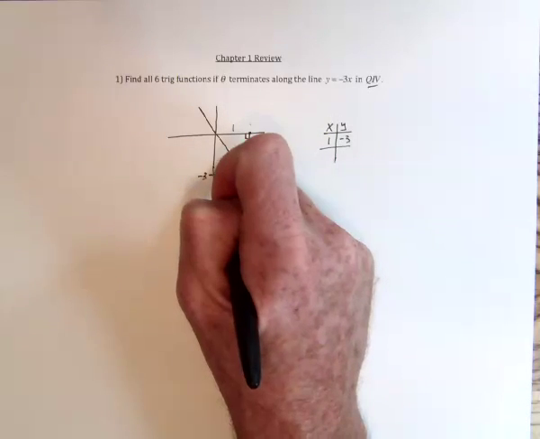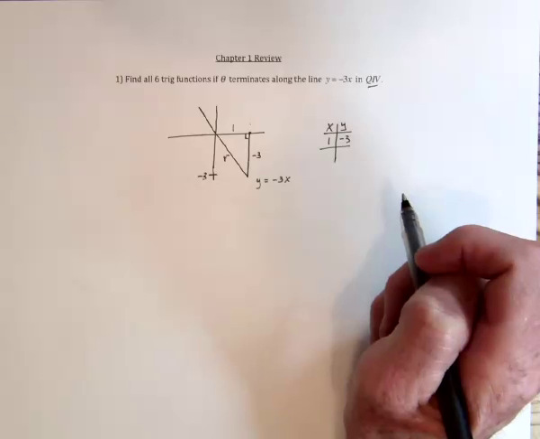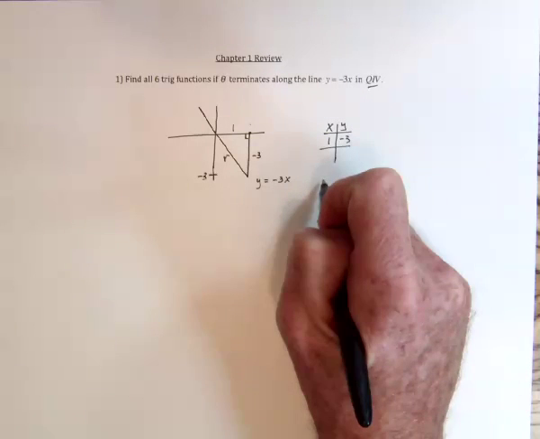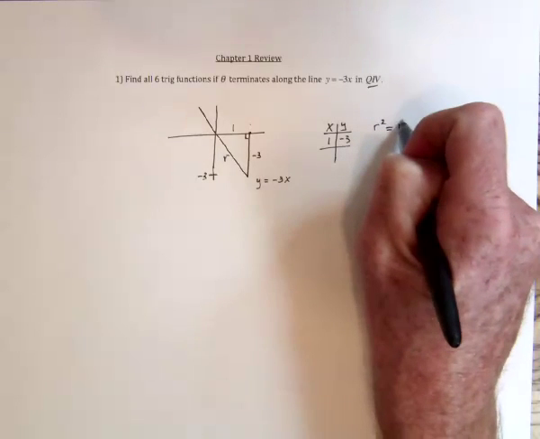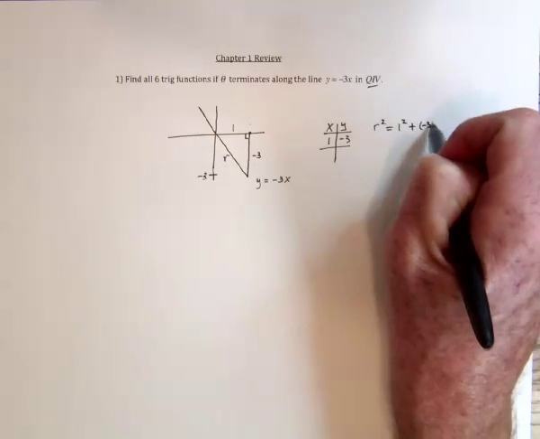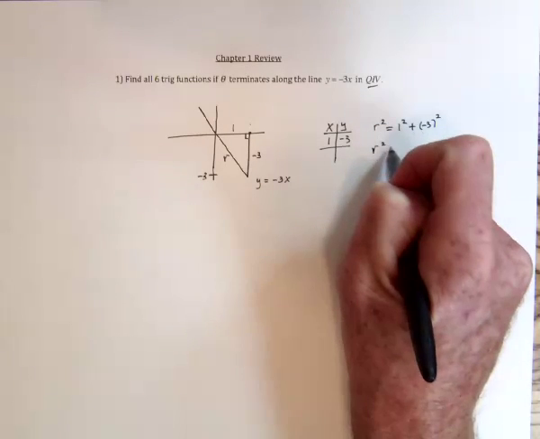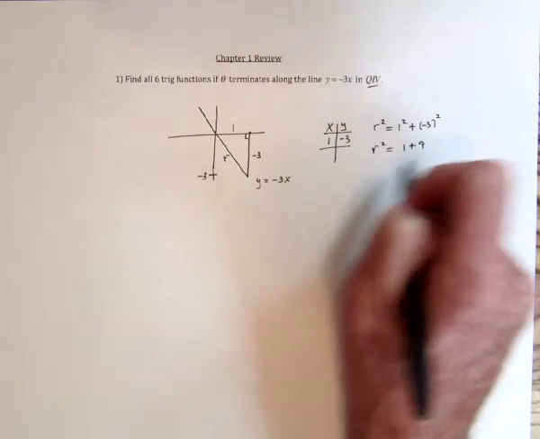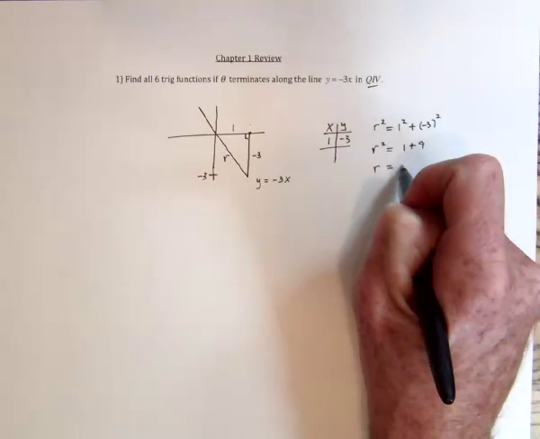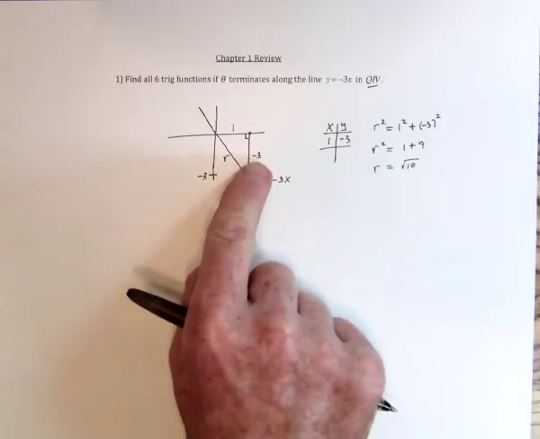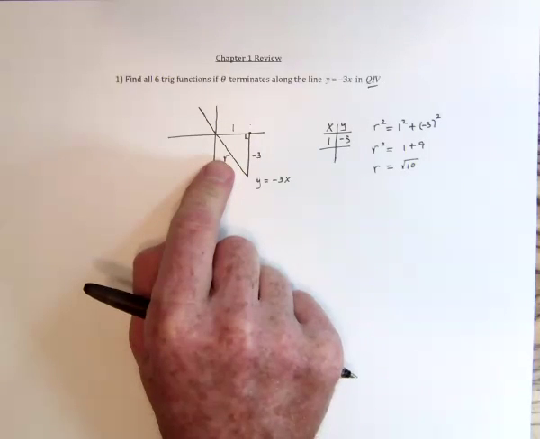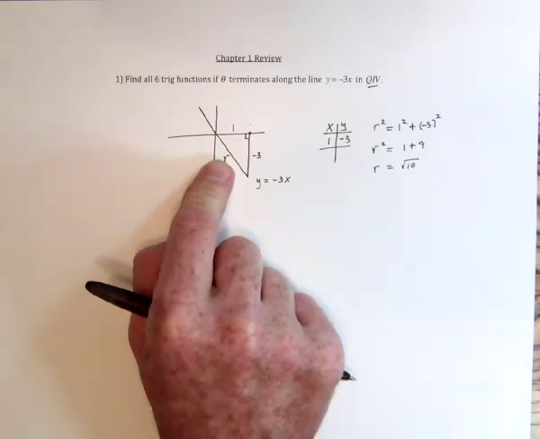And now that we have these two sides, we could call this one r, and then do the Pythagorean theorem to solve for r. So r squared equals 1 squared plus negative 3 squared. So that's going to be a 1 and a 9. So when you take the square root, it's going to be the square root of 10, which can't be reduced, so we just leave it like that. Now the x's and y's could be positive and negative, but the r is positive.